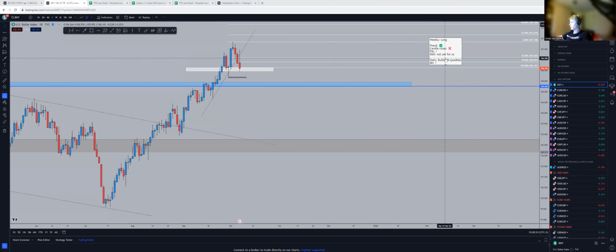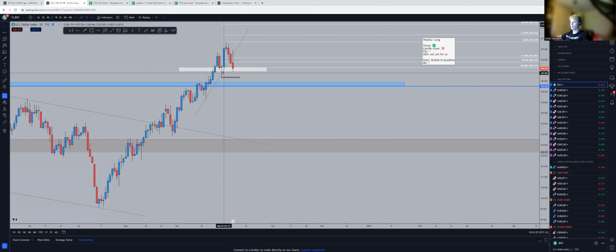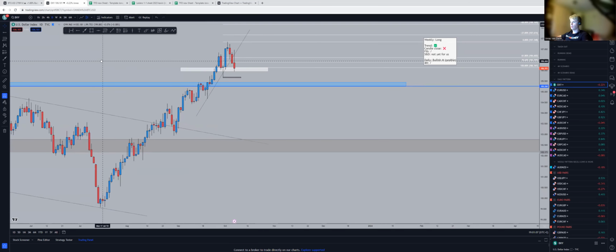So we have a lot of pairs this upcoming week that I'm looking at, so we will go over them. The first pair that I'm looking at is just the DXY on the daily chart, just a dollar pair. What can we see on the dollar pair? We are in an uptrend.